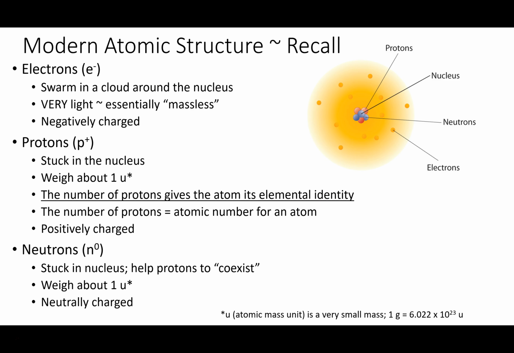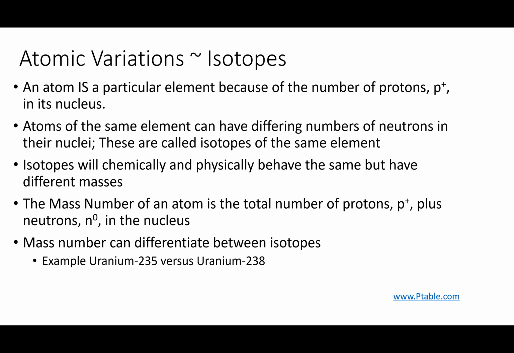Then I've got characteristics of electrons, protons, and neutrons. So electrons are negatively charged. They're generally massless, and they're in a cloud around the nucleus. Protons are positively charged. They weigh about 1 u. And the protons are the atomic number, and they give the element its identity. Neutrons help the protons coexist, and they also weigh about 1 u, and they are neutrally charged. They're also located in the nucleus along with the protons.